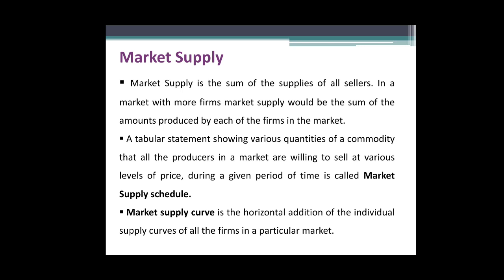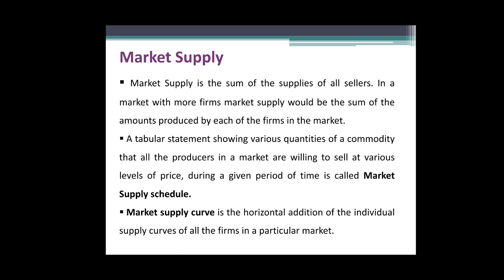Dear students, supply can refer to the output of one producer or to the total output of all producers in the market, which is called market supply. So market supply is the sum of the supplies of all sellers. That is, it is the sum of supply of all individual firms in a market.